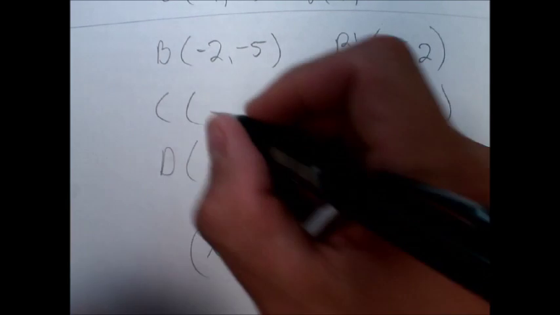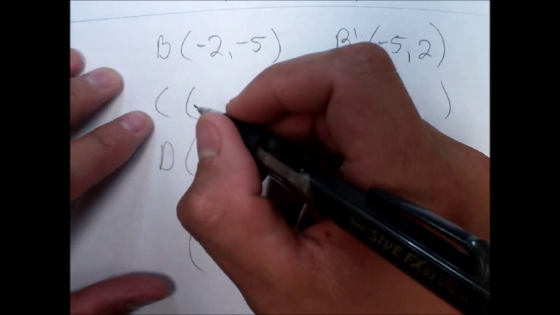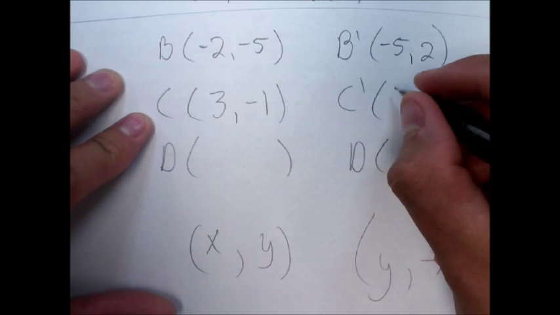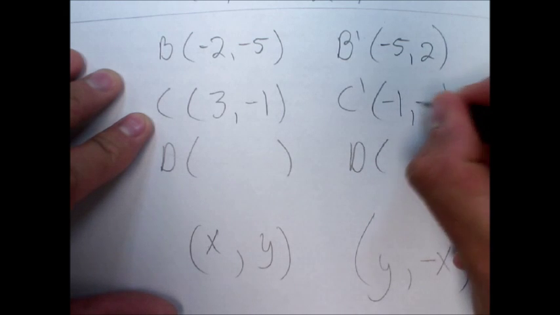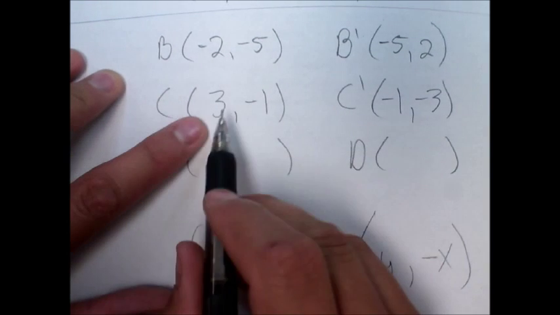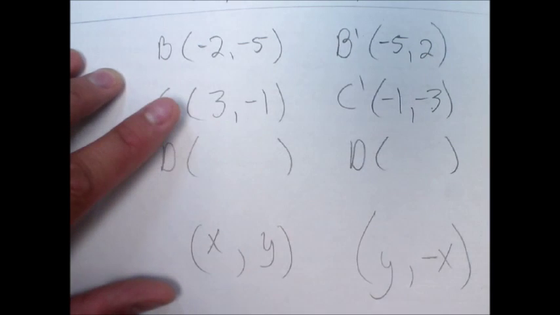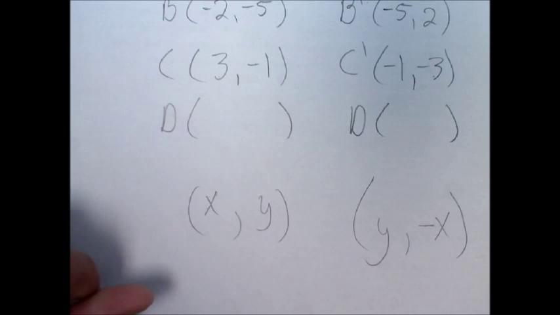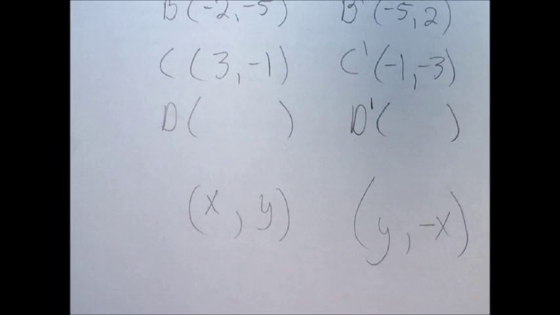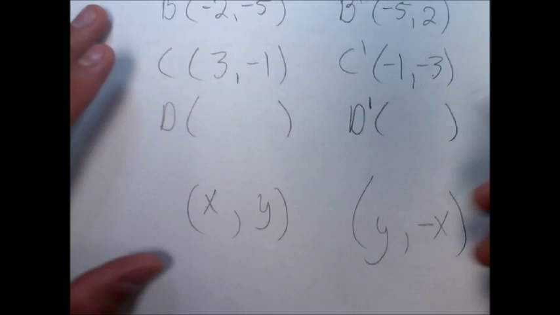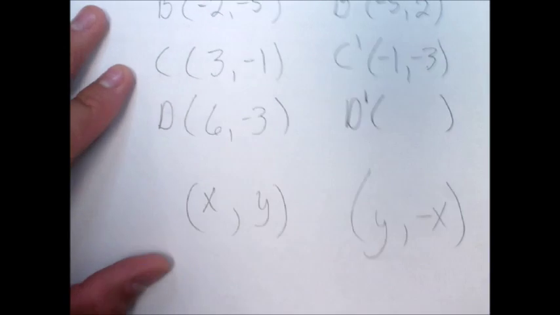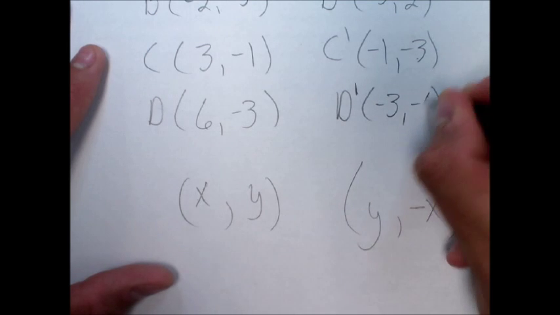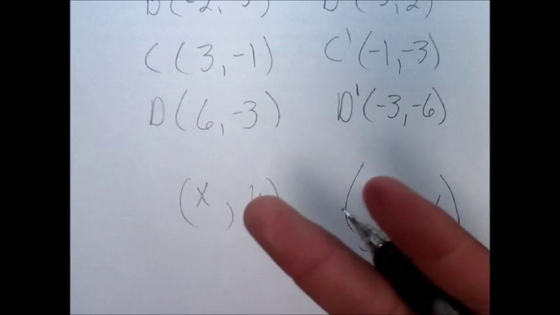C. 3, -1 was its original, and then the prime was -1, -3. So again, they flipped, and this one changed signs. Okay. We see a pattern here. All right, D. You give me D, you give me D prime, Mark. 6, -3, and Mark? -3, -6. And again, it flipped and changed signs.